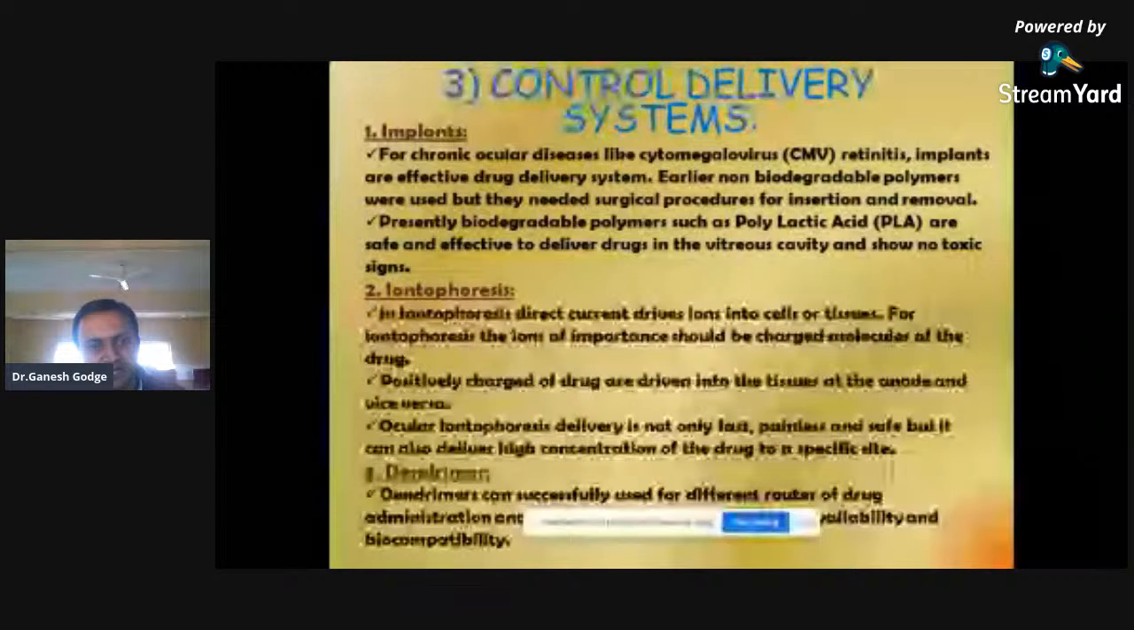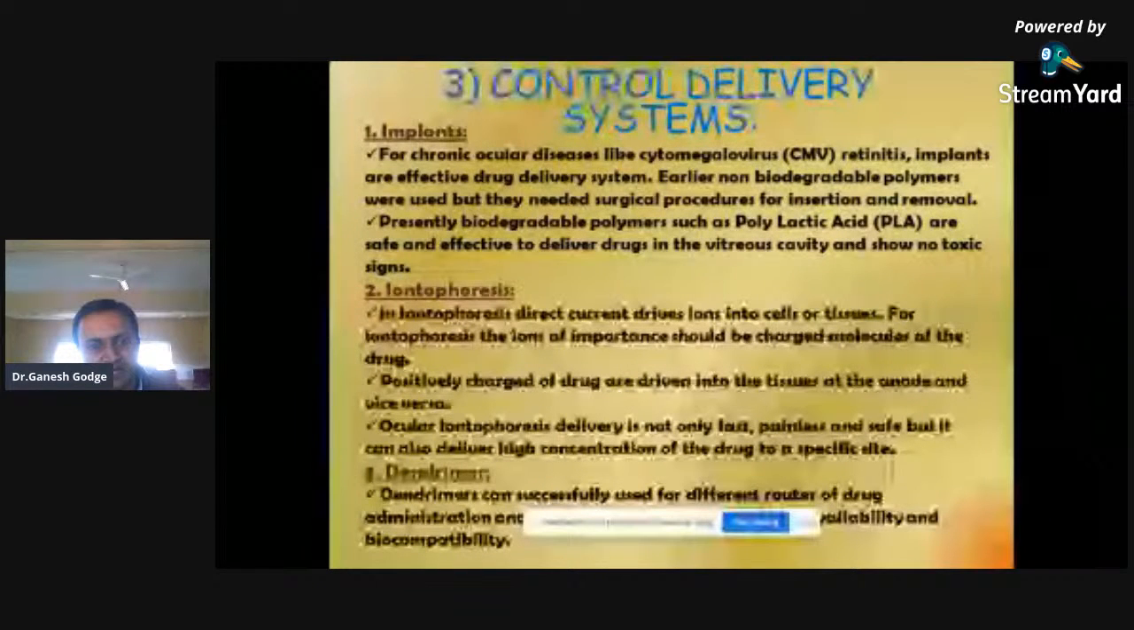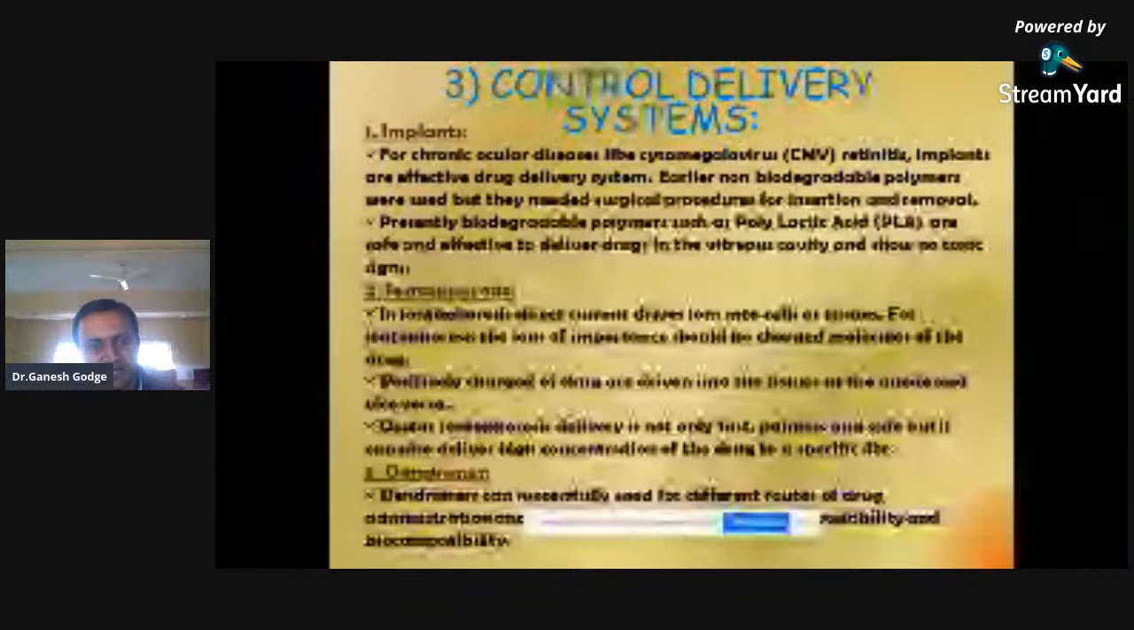So presently, biodegradable polymers such as polylactic acid are safe and effective to deliver drugs in the vitreous cavity and show no toxic signs. So ocular implants are used to treat chronic diseases like cytomegalovirus retinitis, and implants are a very effective drug delivery system to treat these chronic ocular infections. Earlier, non-biodegradable polymers were available. Now, due to recent advances in pharmaceutical technology, biodegradable polymers like polylactic acid are also available for implants.